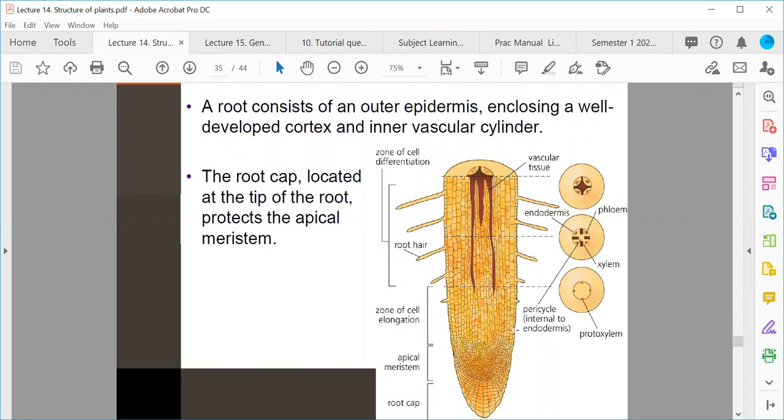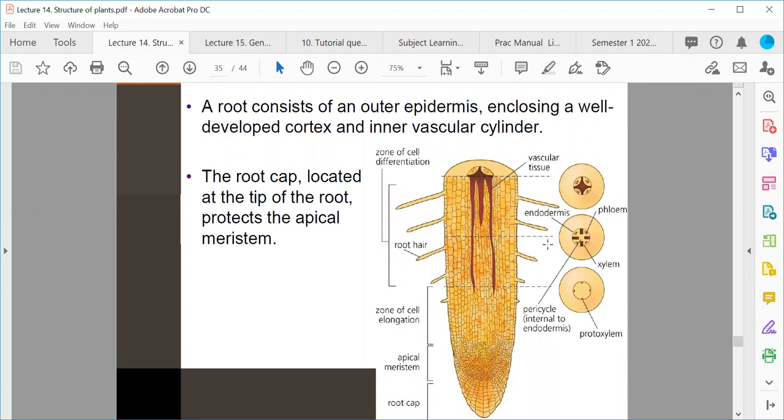Then behind that, we have a region which is called the zone of cell elongation. So these are newly formed cells that have just formed from the apical meristematic cells. And they haven't differentiated yet, but they are still growing, they're still elongating, and they're about to start differentiating. Behind the zone of cell elongation, then we have this region here, which is called the zone of cell differentiation.